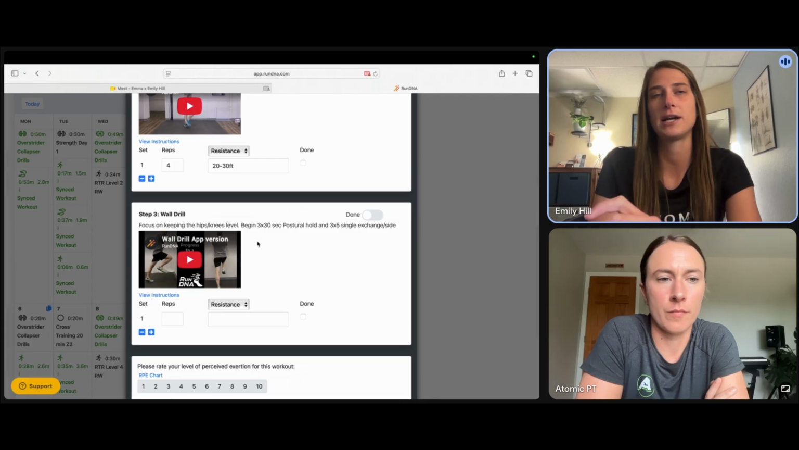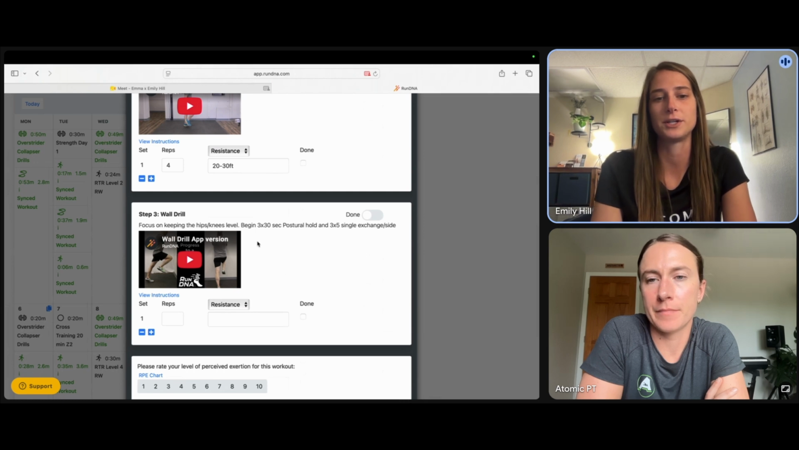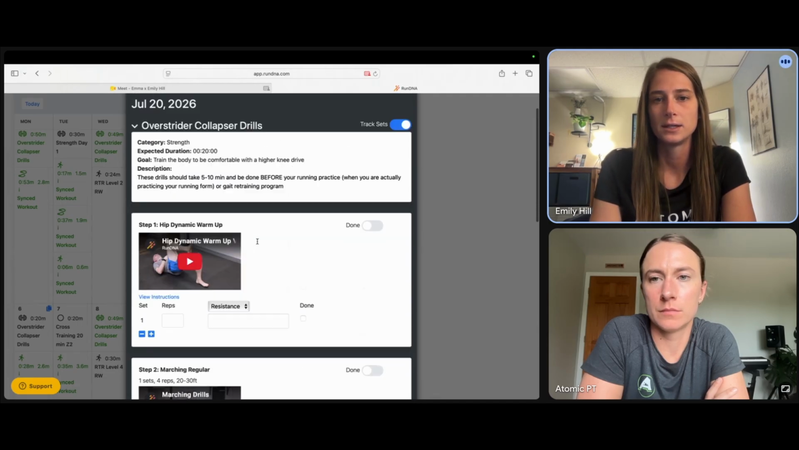So these are going to be things that I would have Emma do prior to when she runs to kind of help cue her body to start working on some of that overstriding, to start landing with her feet underneath her versus having that overstriding gait.